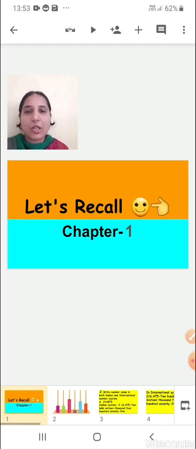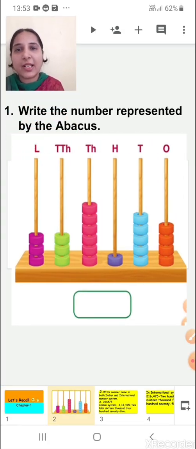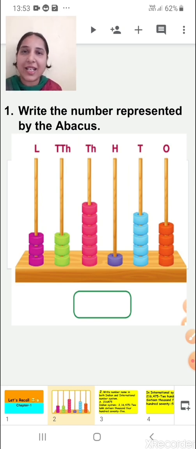Hello children, let's recall what we have learned so far, and along with that I will explain to you your maths project for your summer vacation activity. So let's start. It will be a quick recap, okay? So the first question is, write the number represented by the abacus. You can see this abacus and you have to write the number represented by this abacus.